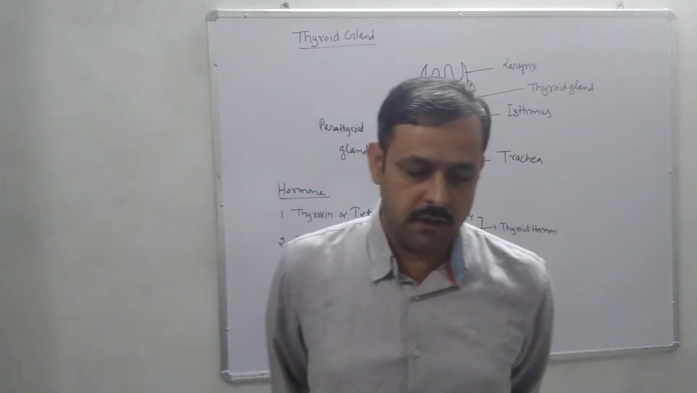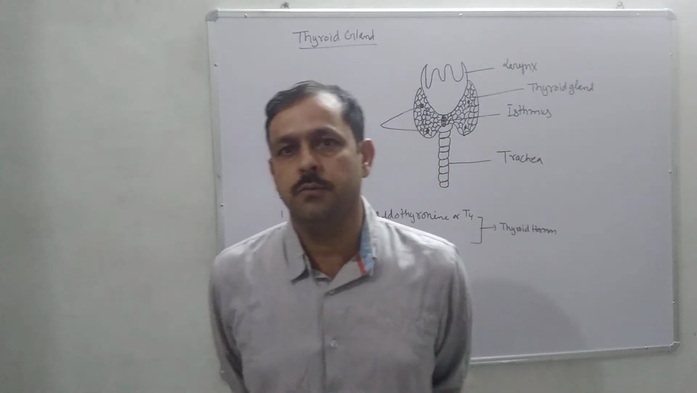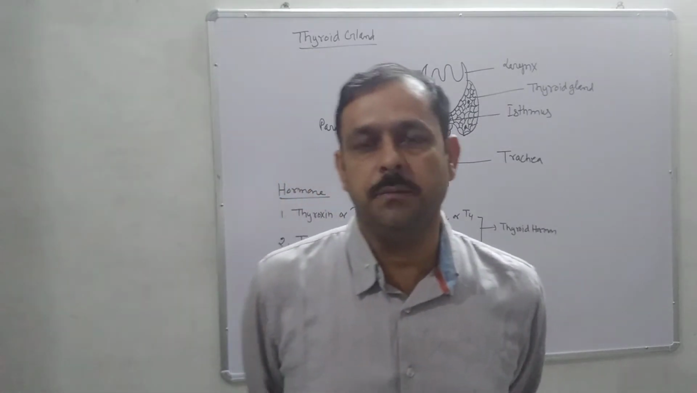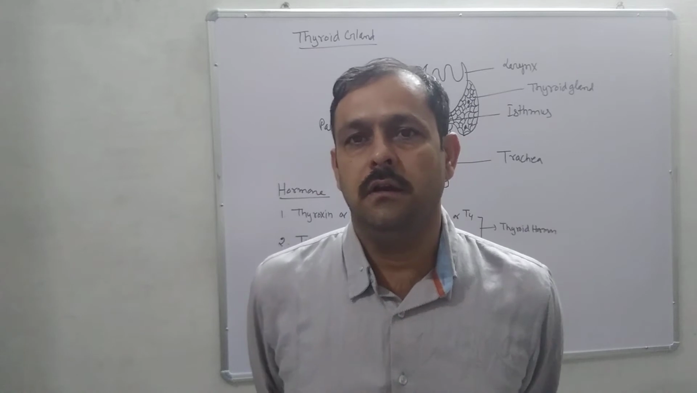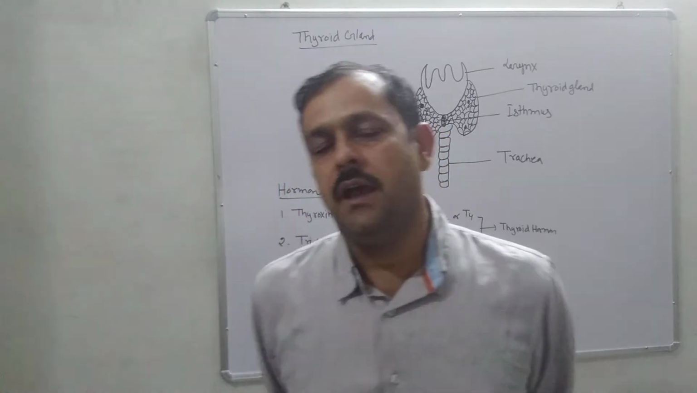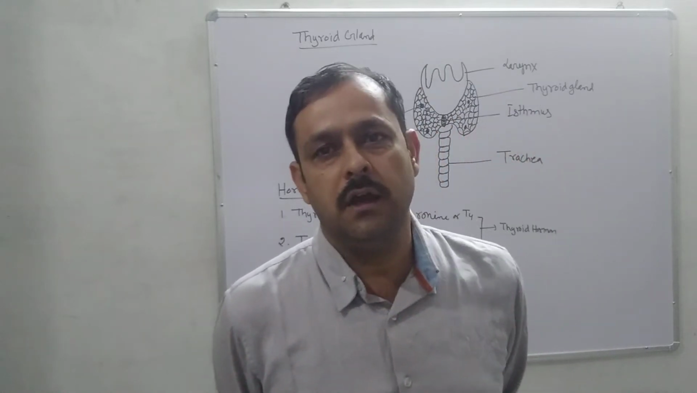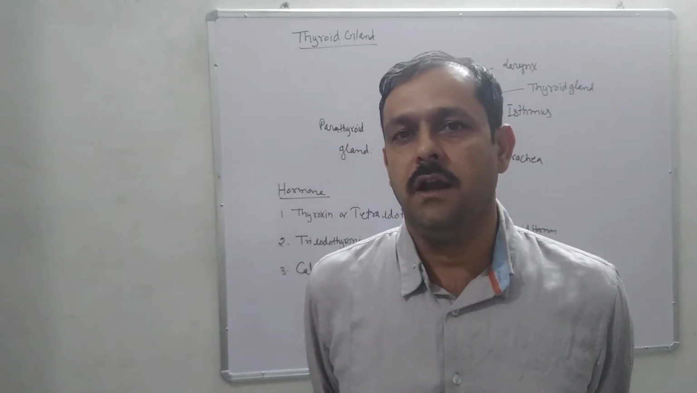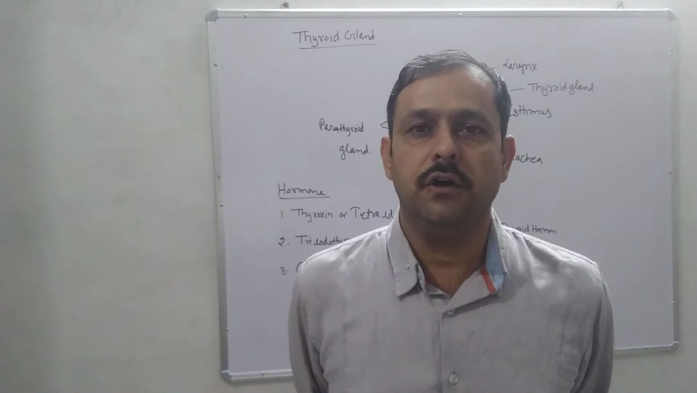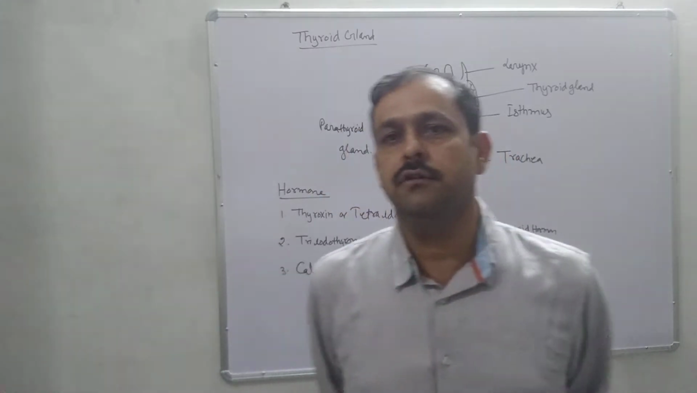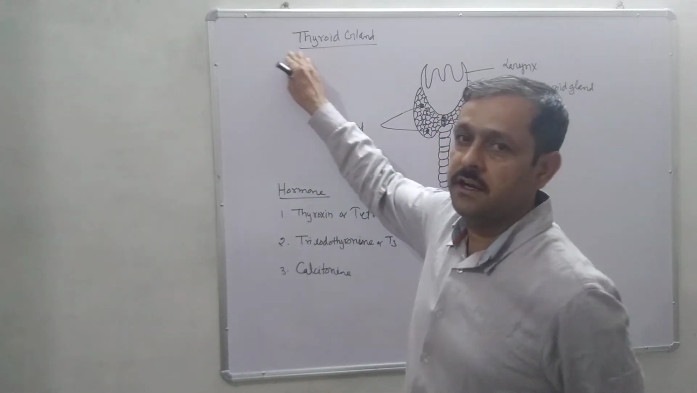We are studying chemical coordination in human beings, or the endocrine system of human beings. In this chapter, we studied types of gland: exocrine gland, endocrine gland, and mixed gland. Among them, in detail, we are studying endocrine gland. In endocrine gland, we studied hypothalamus and pituitary gland. Now, today's topic is thyroid gland.